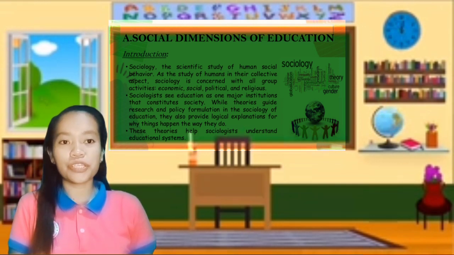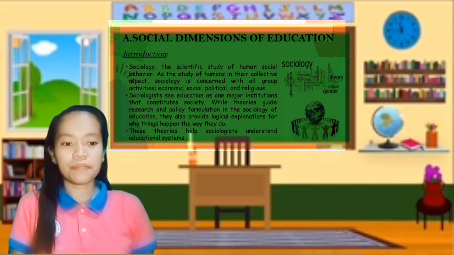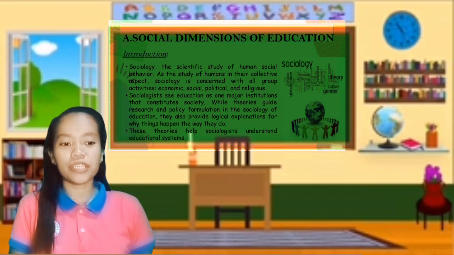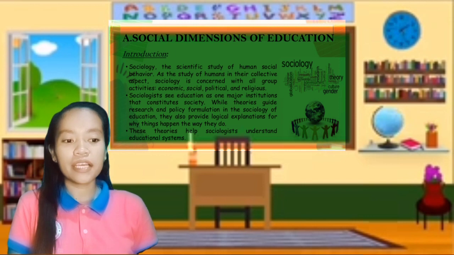Sociologists see education as one major institution that constitutes society, while theories guide research and policy formulation in the sociology of education. They also provide logical explanations for why things happen the way they do. These theories help sociologists understand the educational system.